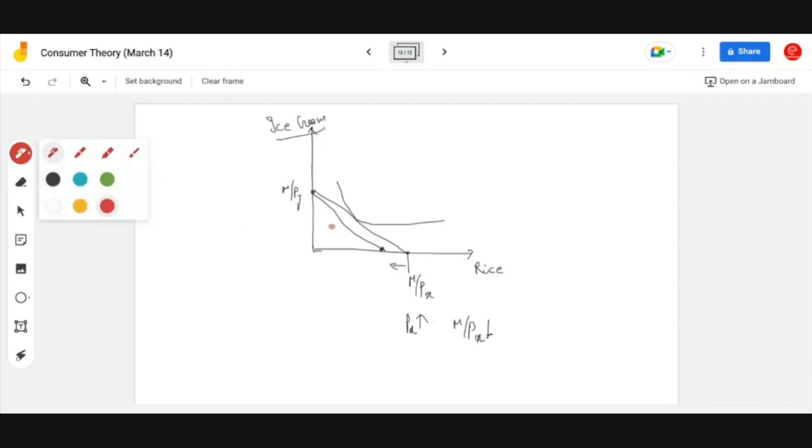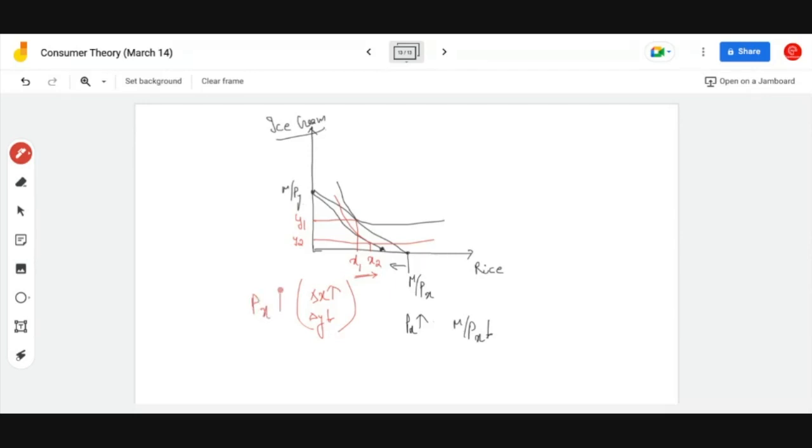So our indifference curve is something like this. If you compare these two lines, this is your x1 and this is your y1, this is your y2, x2. So you see that your delta x is increasing and delta y is decreasing, when your px is increasing. Clear? So this is a case of a given good.